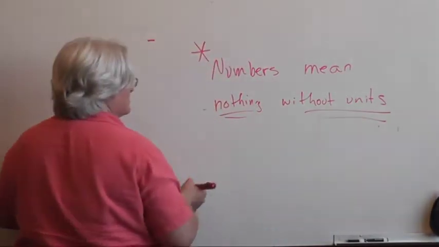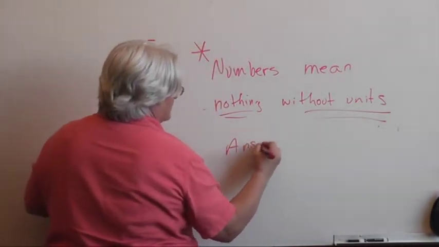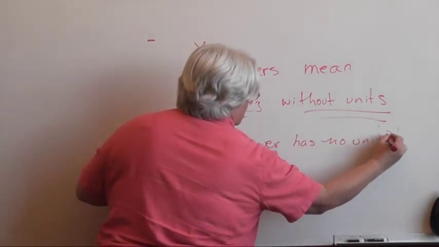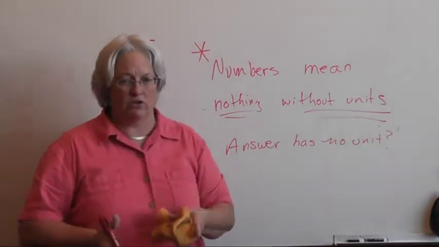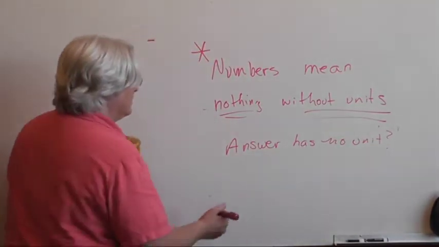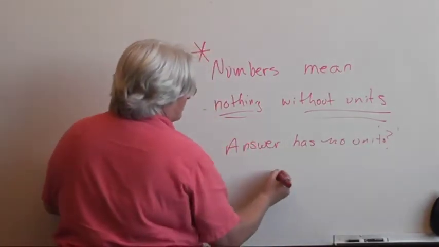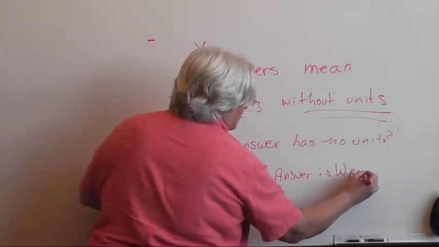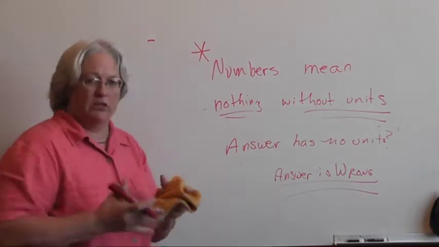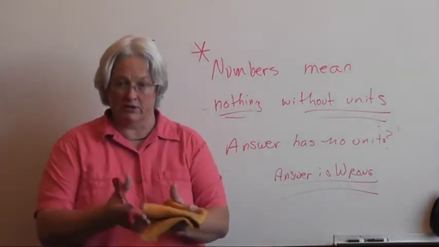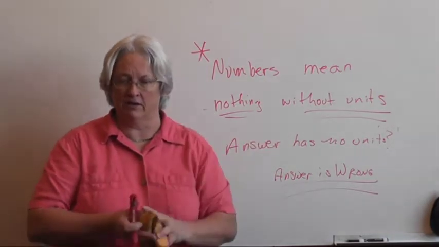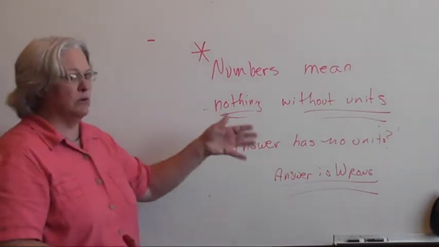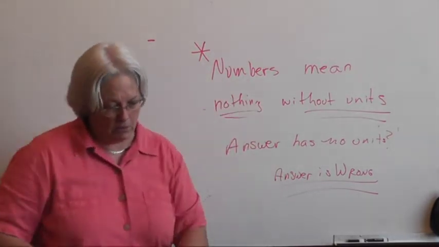Nothing without units. So if your answer has no units, you give your teacher an answer that has no units, the answer is marked wrong. That's because the units of measurement are critical with so much of what we do with chemistry, because it's combining this or taking a portion of this, measuring this, finding the volume of something. So your units are important, important, important.